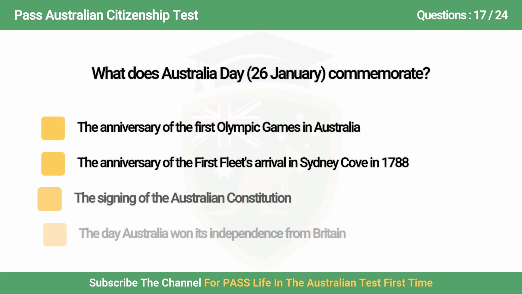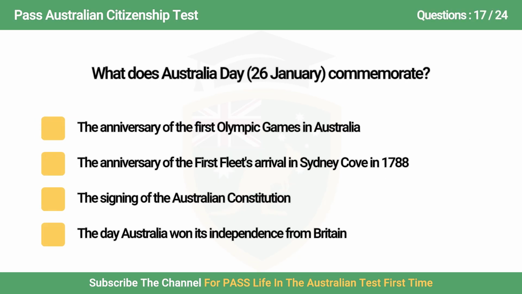Question 17. What does Australia Day, 26 January, commemorate? A. The anniversary of the first Olympic Games in Australia. B. The anniversary of the First Fleet's arrival in Sydney Cove in 1788. C. The signing of the Australian Constitution. D. The day Australia won its independence from Britain.